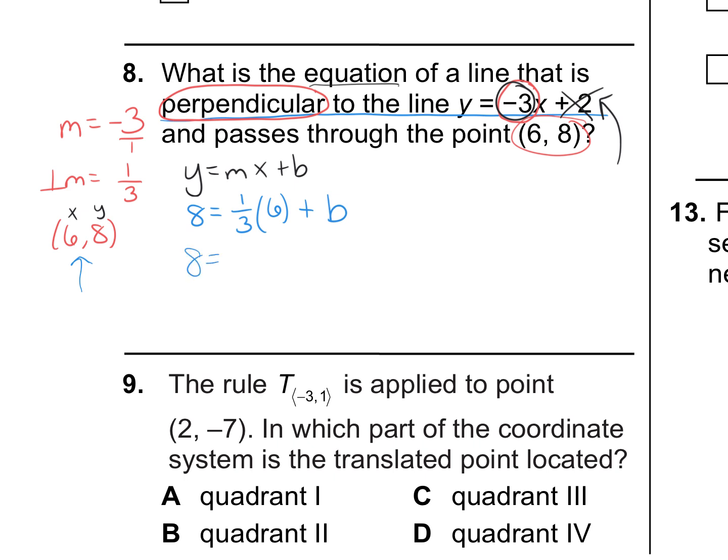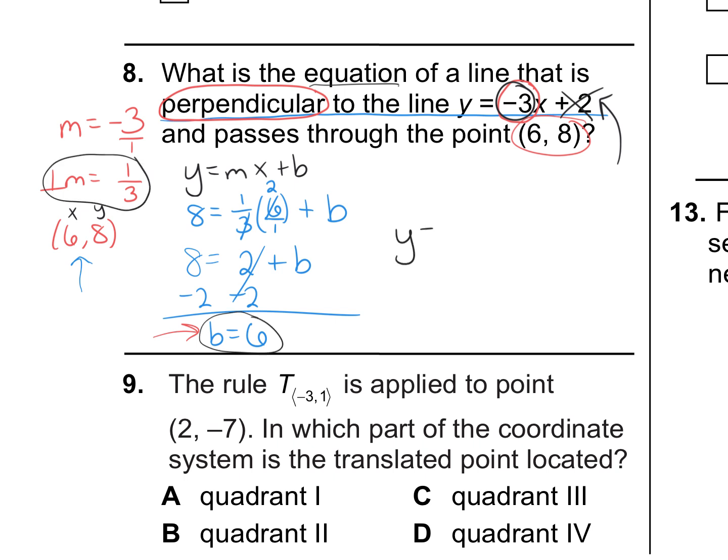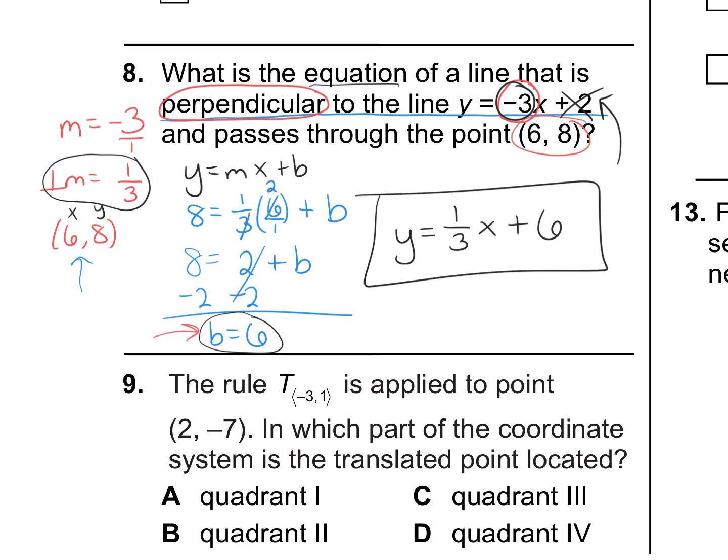We have 8 equals, what's 1/3 times 6? Yep, because 6 divided by 3 is 2. Then what do we get for our b value? Yep, b equals 6. Don't brain fart here. What's the last thing we have to do? We just have to write the equation. Remember, the 2 most important things are the slope and the b. So y equals what? 1/3 x plus 6. Yes, 1/3 x plus 6. Nice job.